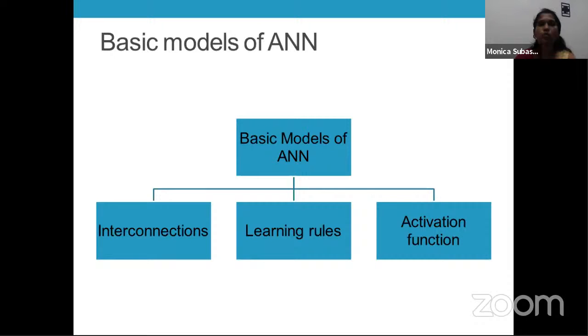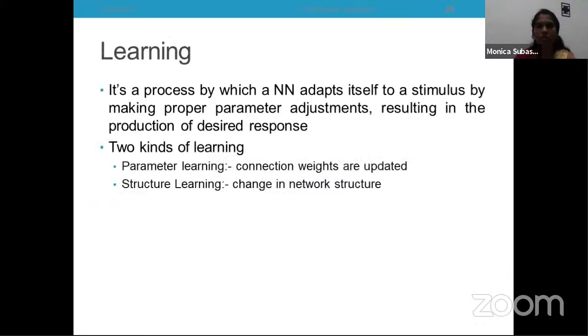Next, we'll move on to the learning rules. So based on the learning rules, how is this classification or problem solving going to happen? We have 2 types of learning methods, basically. One is parameter learning, and the next one is structure learning. In parameter learning, you would have come across, the weights are updated to rectify the error. That is known as parameter learning. What about structure learning? Change in network architecture or change in network structure. This is the second type of learning.